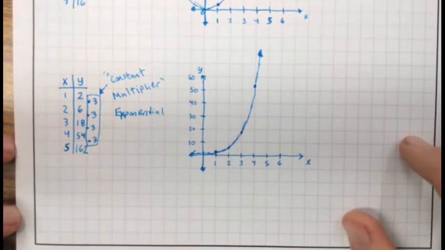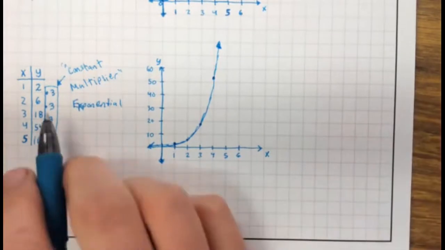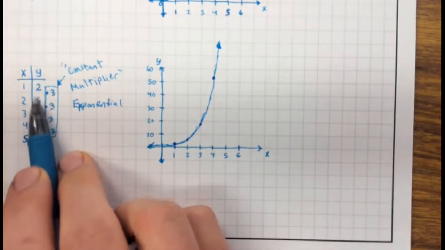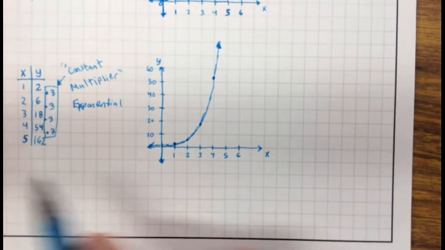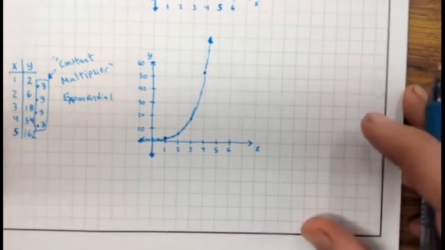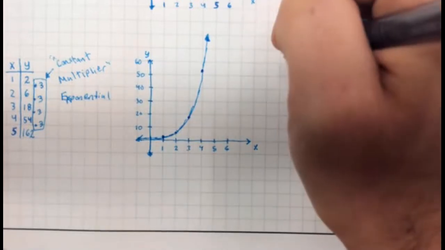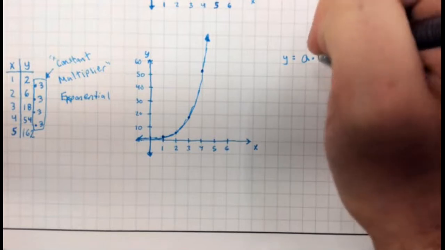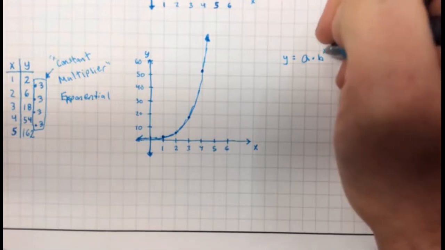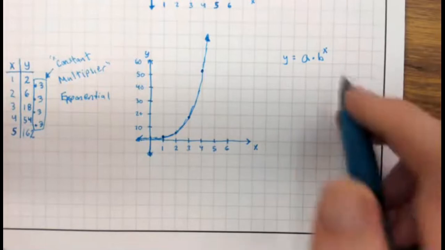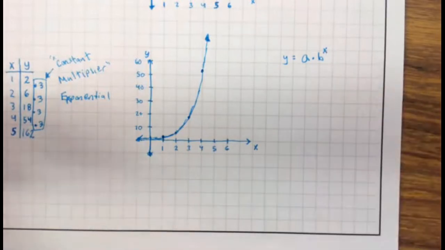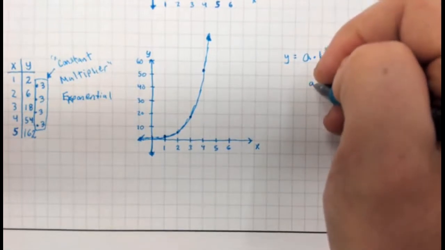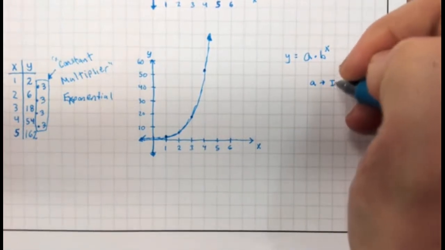Okay, so the last thing to do on this is come up with the expression. What gives you these values? What gives you this y column? What can I plug in to give me 2, 6, 18, 54, and then 162? So the form that we're going to use for now is y equals a times b to the power of x. So that gives you a hint right there, right? The exponent is our variable. It's an exponential function. So a is your initial value.